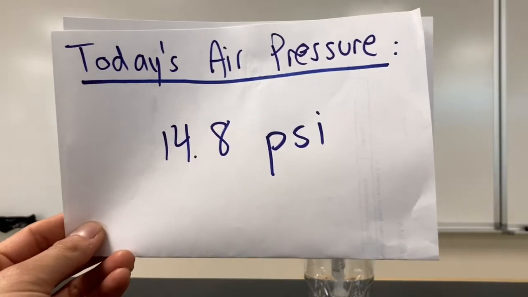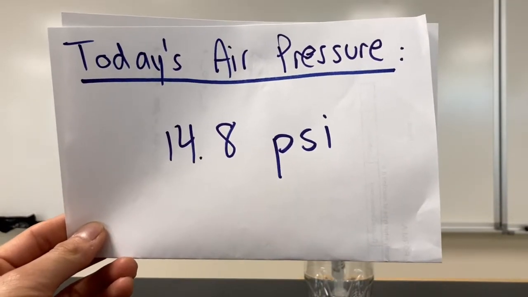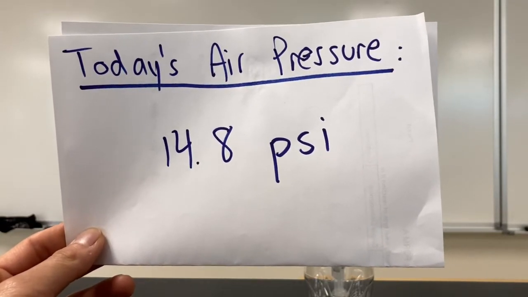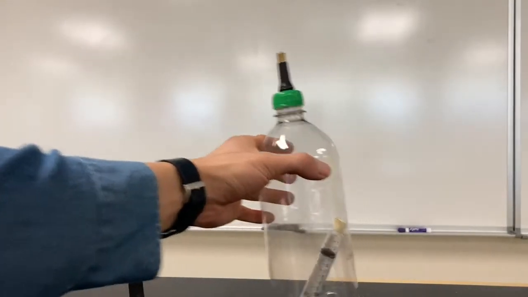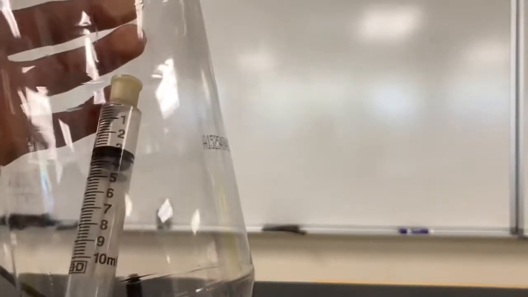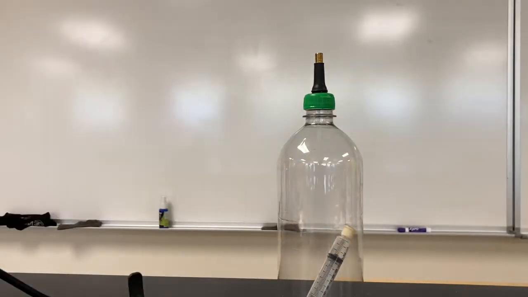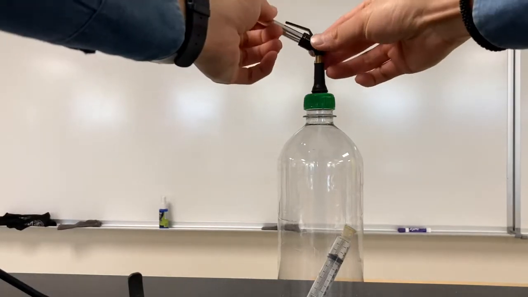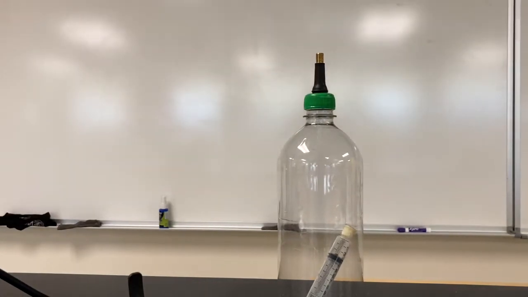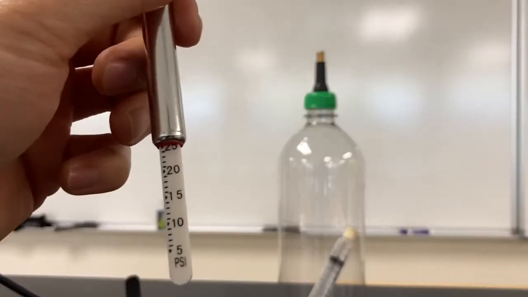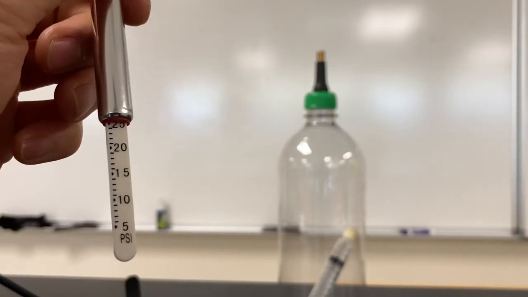All right, we'll start by recording today's air pressure. It is 14.8 pounds per square inch. You can fill in your first column with this number. All right, let's start taking data. So we'll start by recording the initial volume here, which is going to be 3 milliliters in the syringe. And now I'm going to read the pressure using my tire gauge. Okay, so the pressure here reads about 25 PSI.